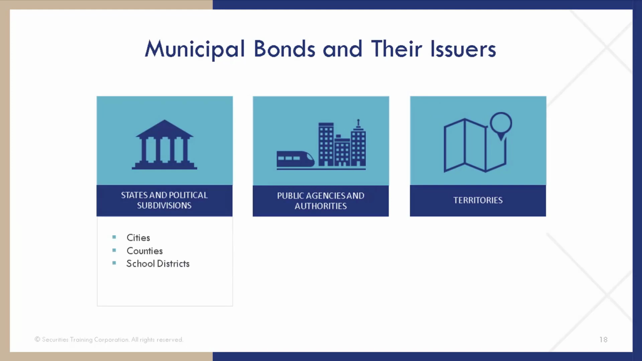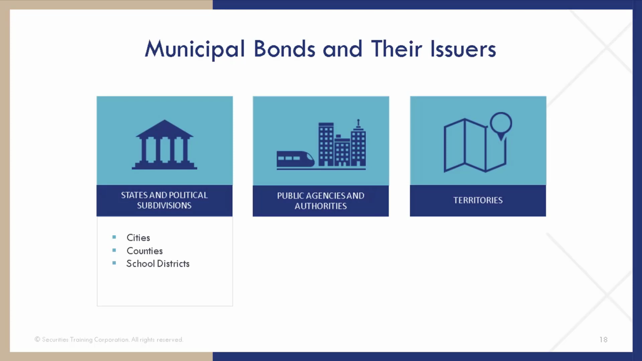So who are the states and political subdivisions? Things like cities, counties, towns, school districts. They issue bonds along with the states. And quite often they will issue general obligation bonds, we're going to see.